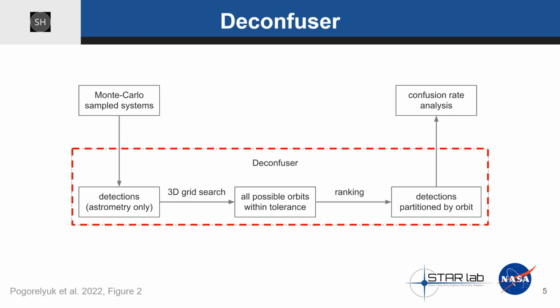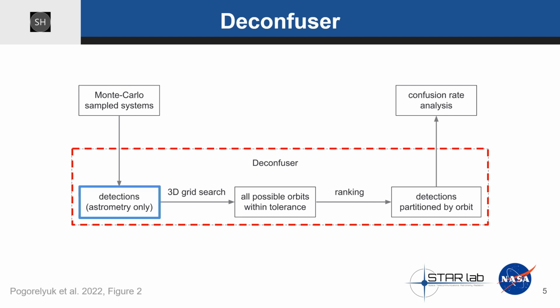So this brings me to walking through the steps of the deconfuser, which again was designed to address the confusion issue. I do want to emphasize on this slide that the deconfuser itself is highlighted with this red box, and the inputs that go into the deconfuser are on the outside, on the left, and what we can get out of it is on the right, that confusion rate analysis.